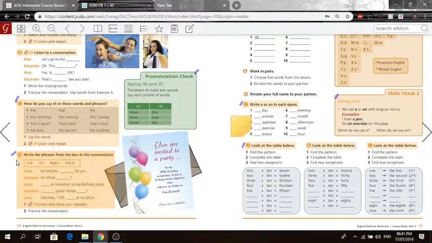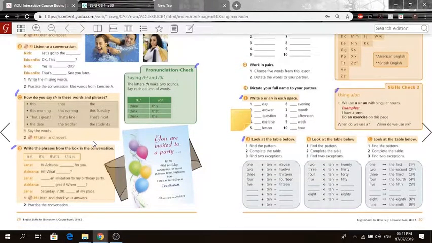So moving on to exercise D. Write the phrases from the box in the conversation. Okay, so this is actually an interesting one right here. Okay, so here we have Jane and Adriana having just a casual conversation, and let's try solving it, and then we'll listen and check for our answers. So, hi Adriana, dash for you. So, hi Adriana, this is for you.